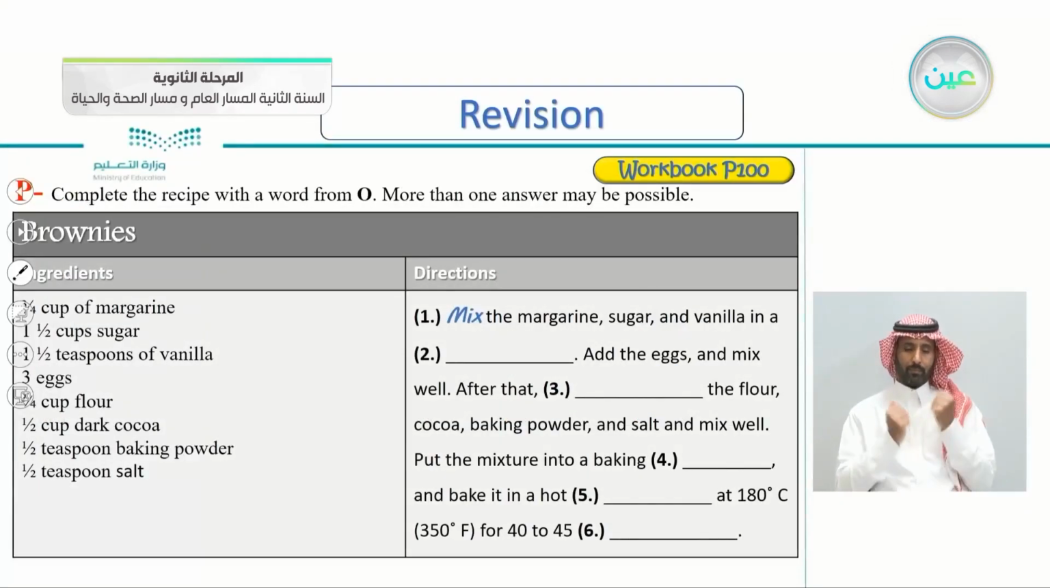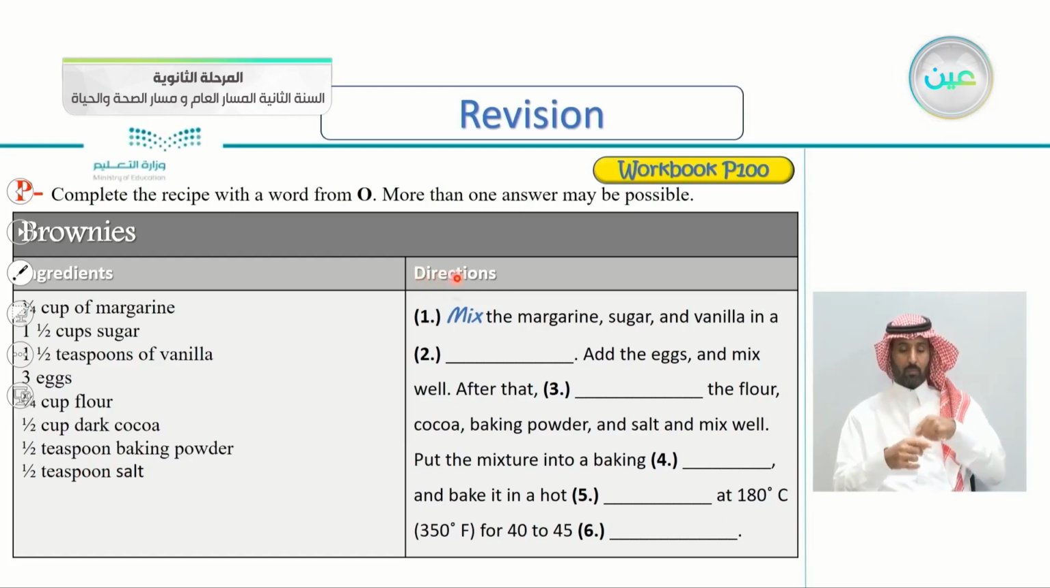Exercise P here, complete the recipe with a word from O. More than one answer may be possible. So we have the ingredients here: 3/4 cup of margarine, 1.5 cups of sugar, 1.5 teaspoons of vanilla, 3 eggs, 3/4 cup flour, 1/2 cup dark cocoa, 1/2 teaspoon baking powder, and 1/2 teaspoon salt. So these are the ingredients.